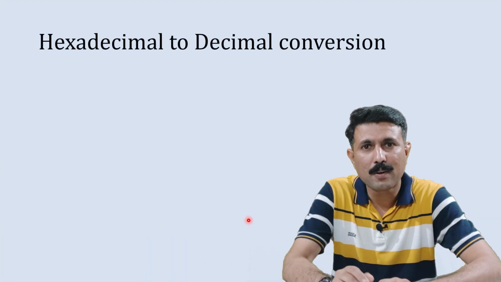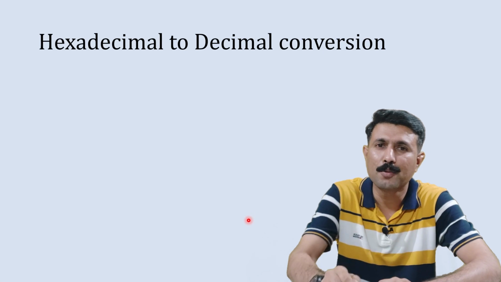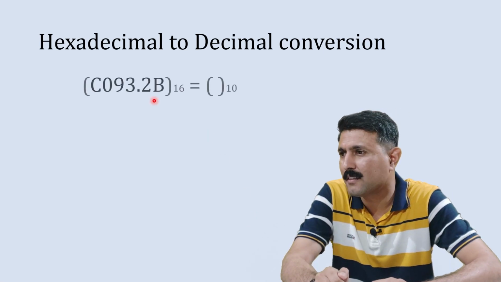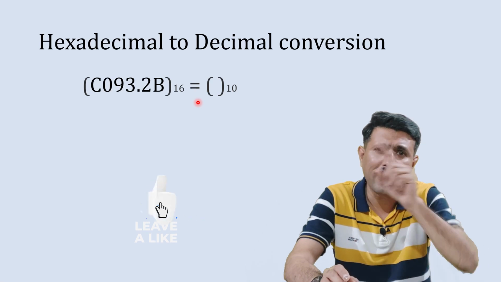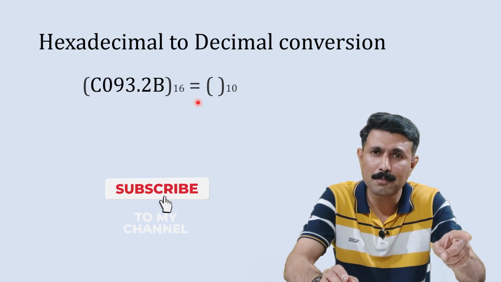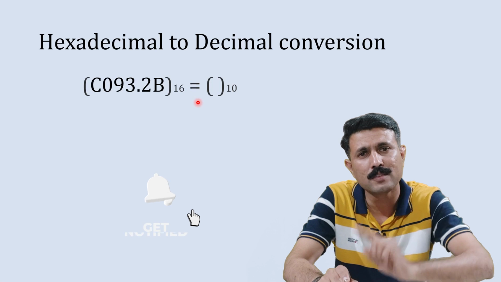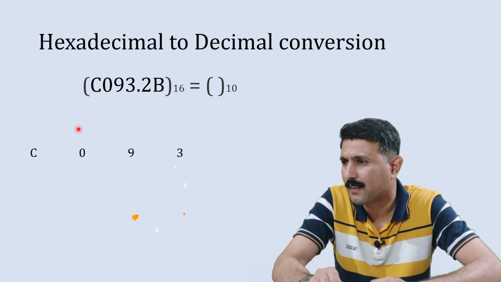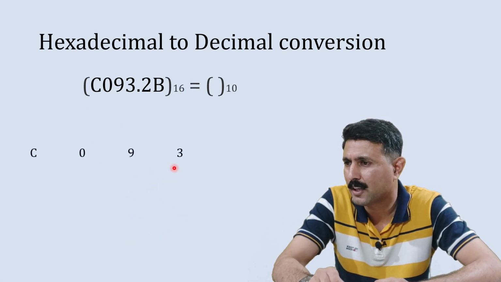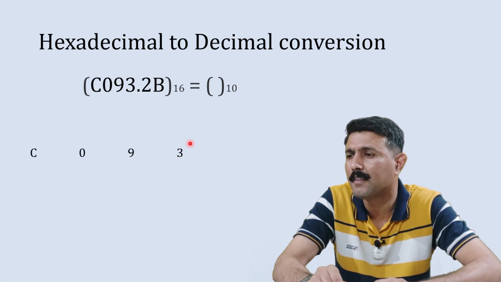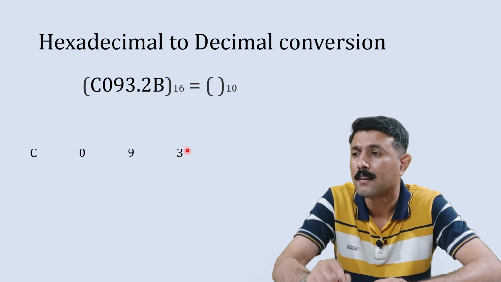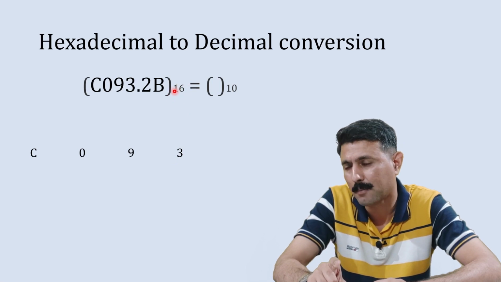Now we are going to convert a hexadecimal number into a decimal number. So here we have our hexadecimal number. Whenever you want to convert any number system into the decimal number system, you're supposed to follow the same method. So first we'll write this number C093. And then you're supposed to multiply each digit with the weightage of that digit with reference to that number system.